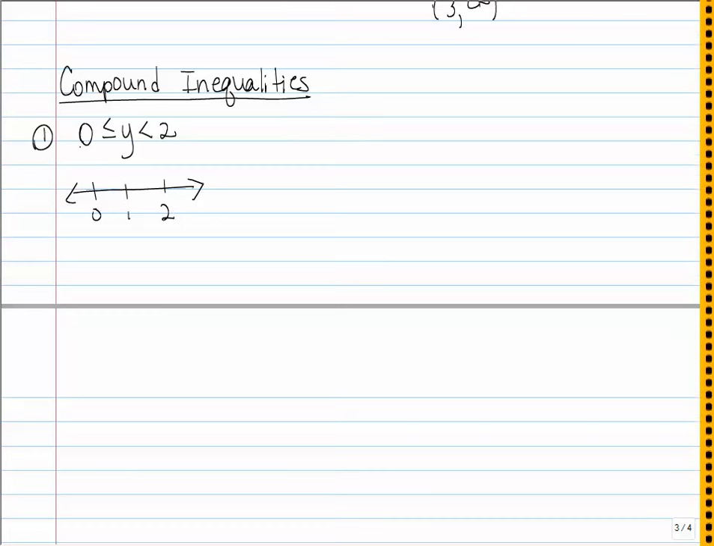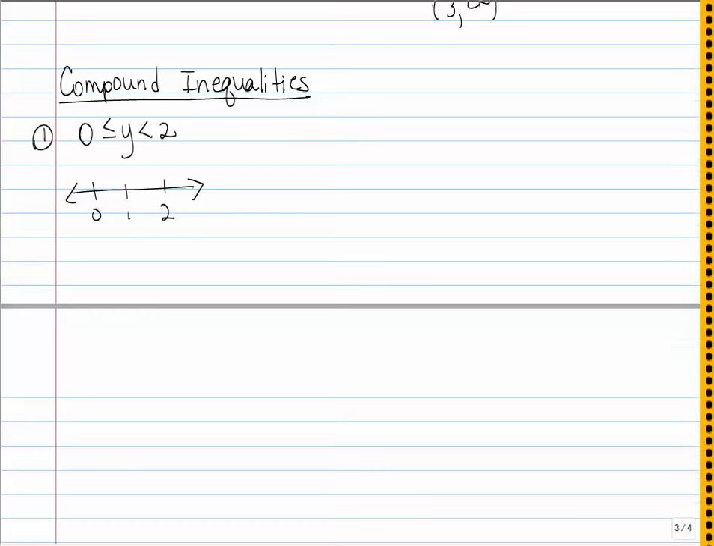Now, if you look at that, if you read the left side of it, 0 is less than or equal to y. So if 0 is less than or equal to y, doesn't that mean that y is greater than or equal to 0? If 0 is less than or equal to y, y has to be greater than or equal to 0, correct? Okay, and it also says that y is less than 2.